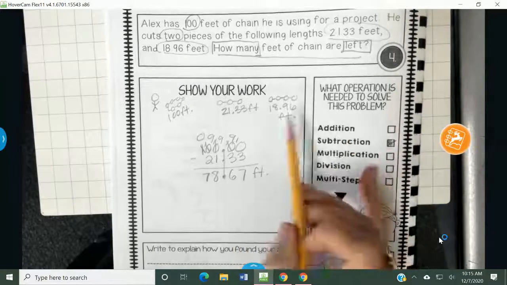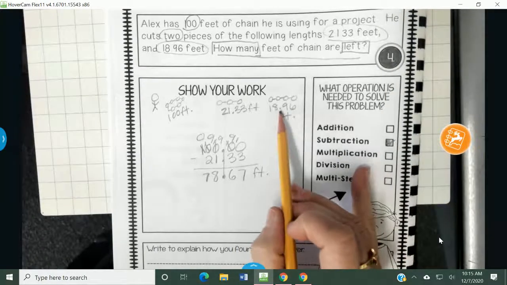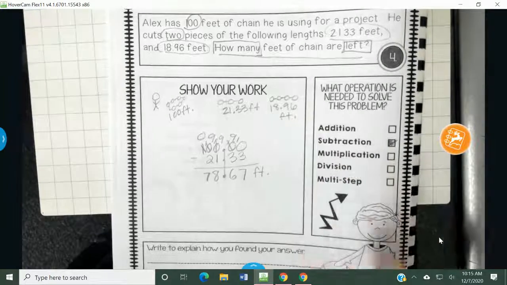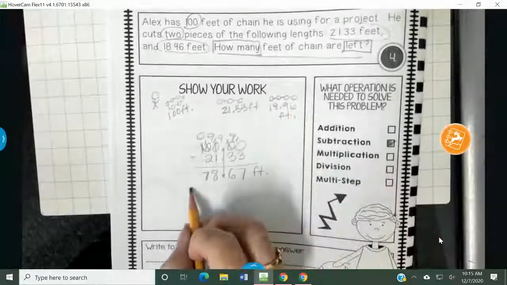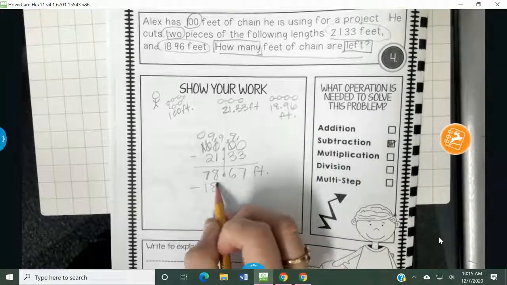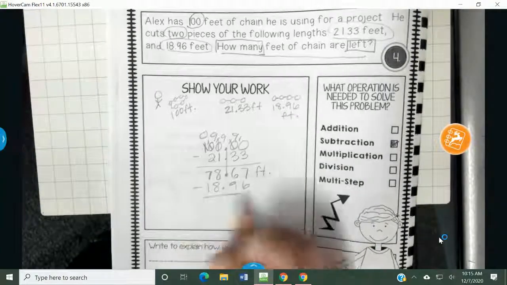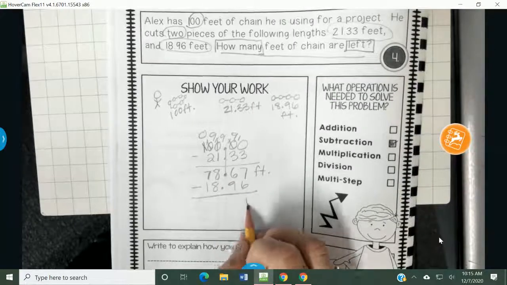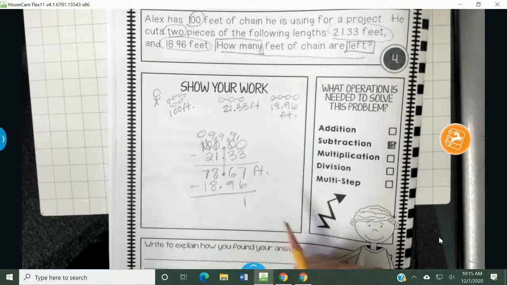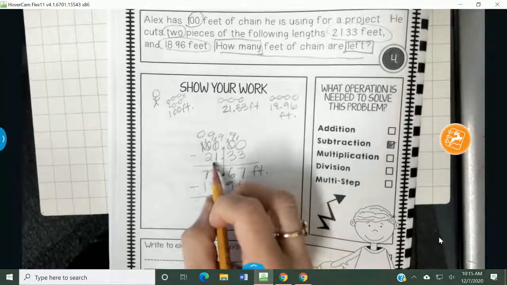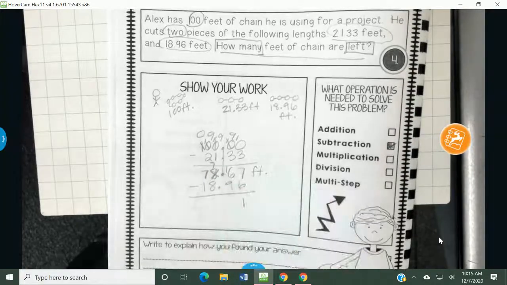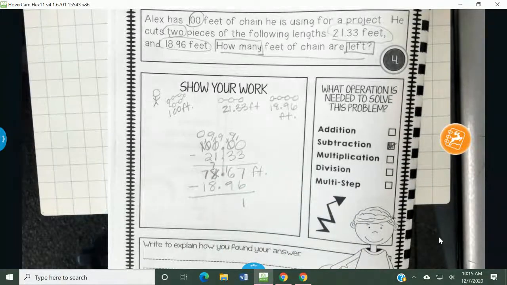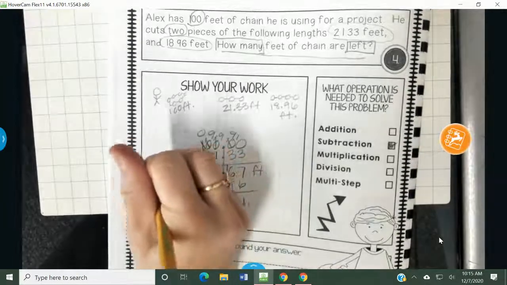But I'm not done. I still also used my 18.96 feet to make my second piece of chain. So now I'm going to have to subtract that amount, minus 18.96. And now we need to subtract this. 7 minus 6 is 1. I can't do 6 minus 9, so let's cross out the 8, make it a 7, and carry it over. 16 minus 9, well, let's see. If I need to stack it and solve, I absolutely can. So let's stack it and solve.